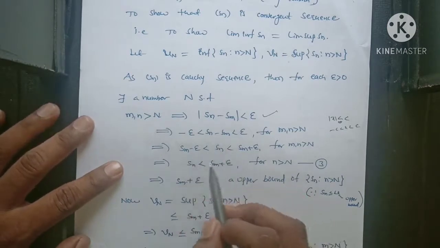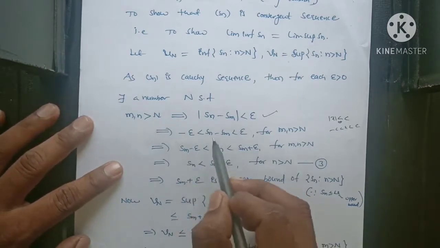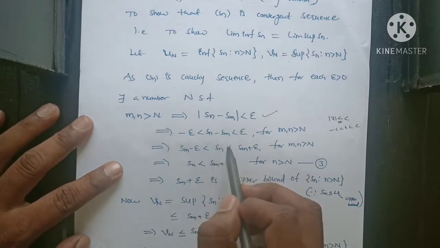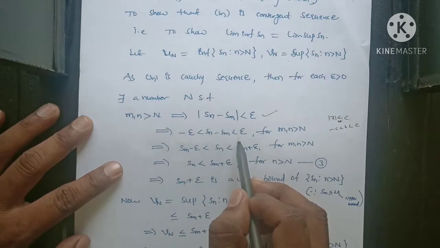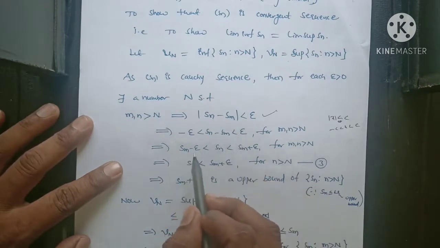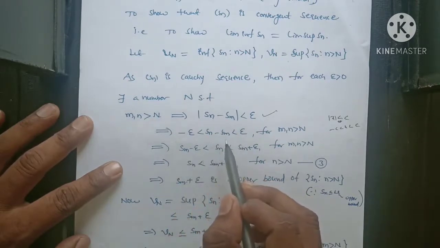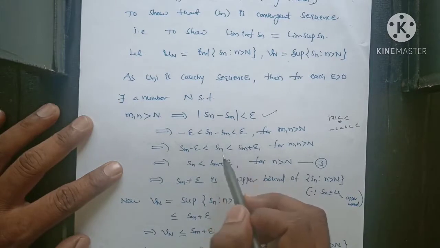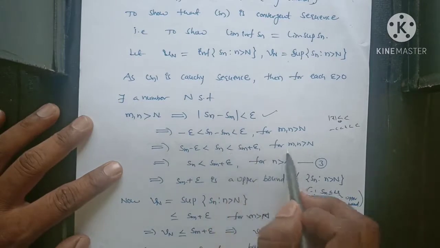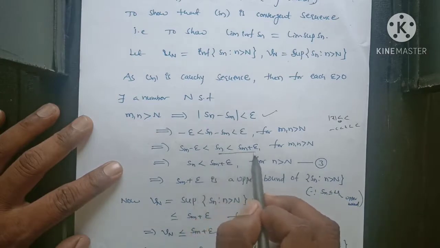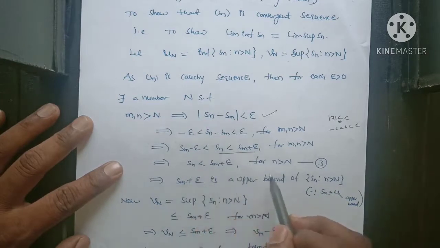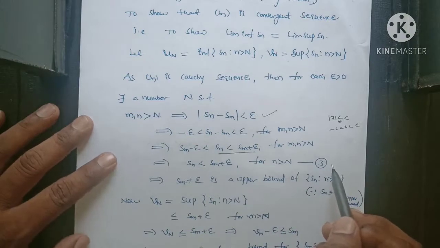Adding Sm on both sides, Sm minus epsilon less than Sn minus Sm plus Sm. The Sm terms cancel, so Sn is less than Sm plus epsilon. Then we get this condition for m, n greater than capital N. So Sn is less than Sm plus epsilon for n greater than capital N. This is say equation 3.